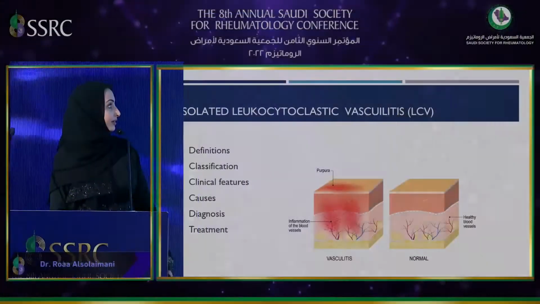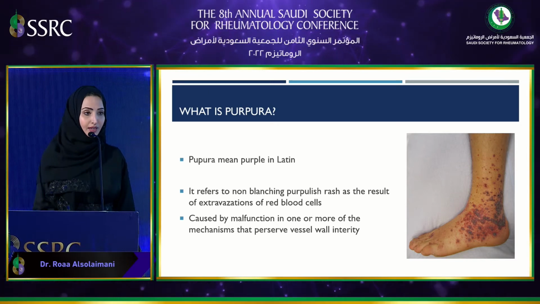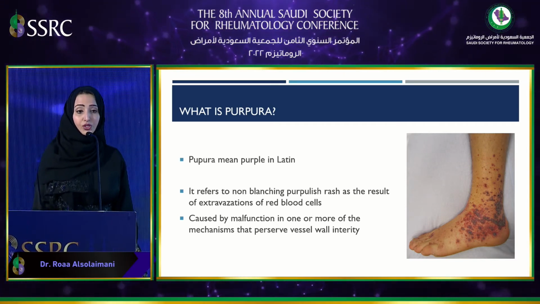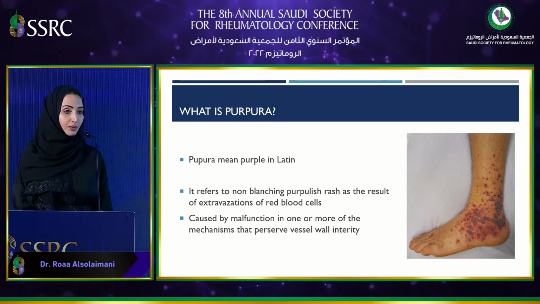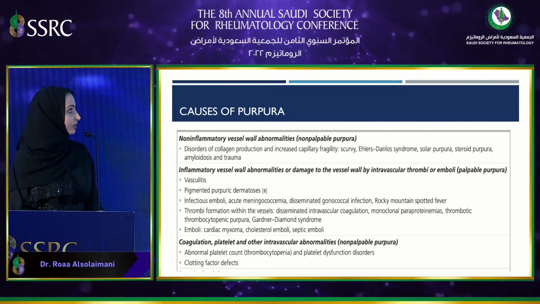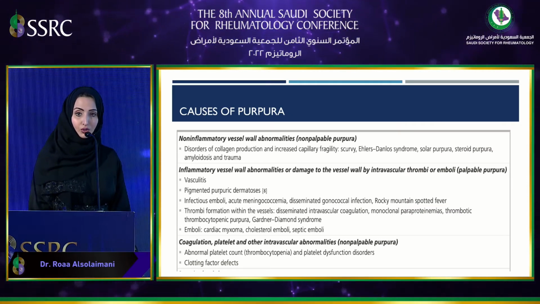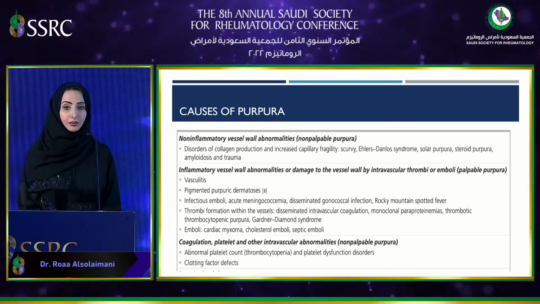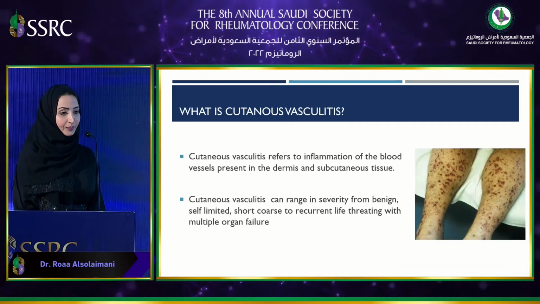So my talk today is about isolated leukocytoclastic vasculitis. I'm going to start with some definitions. Purpura in Latin is purple. In medical terms, it refers to an unblanching purple rash that results from extravasation of the blood vessels. Causes of purpura range between non-inflammatory causes, caused by collagen disorders or platelet dysfunction, or inflammatory causes like vasculitis, which typically presents with a palpable purpura.